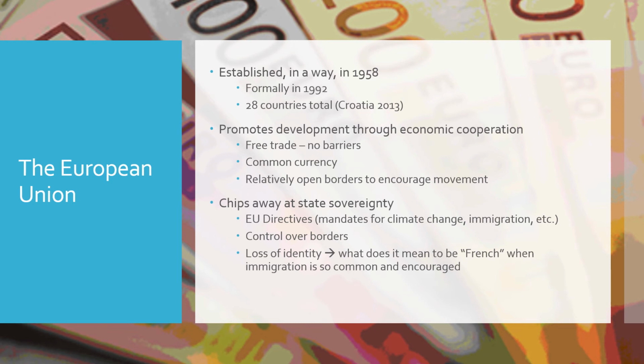So the EU's big goal is to promote development through economic cooperation. This is not a military alliance. It's not necessarily a defense organization like your NATOs of the world. Well, this is predominantly economic and cultural. So how do they do that? Well, first of all, free trade. There are no barriers to trade in EU countries, meaning that you can trade with another EU country without having the threat of tariffs.